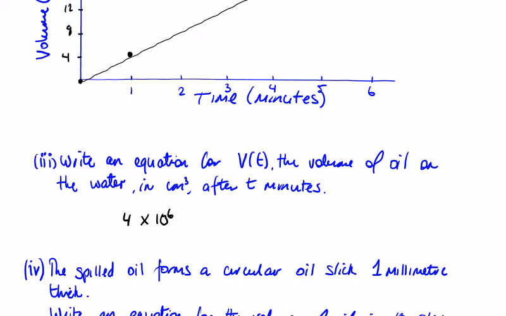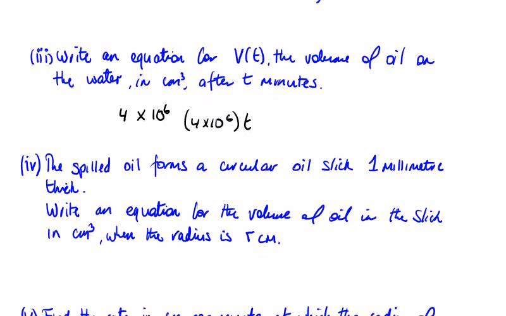1 minute is 4 by 10 to the power 6. After 2 minutes, it's 8 by 10 to the power 6. After t minutes, it's 4 by 10 to the power 6 times t, instead of having times 1, 2, 3, 4, 5, 6.